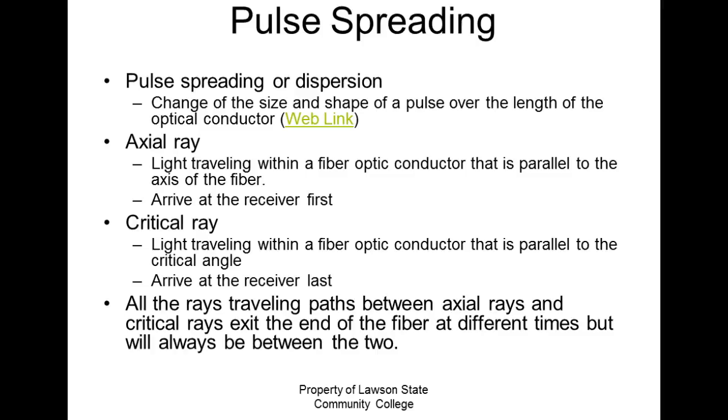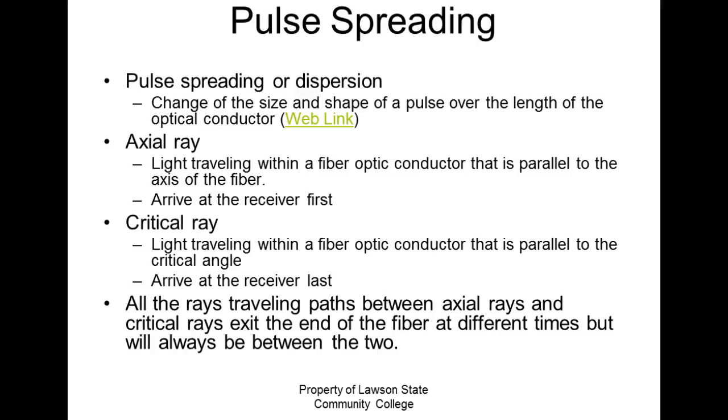Now, single mode controls the angles. So in single mode, all we have is actual rays. In multi-mode, we have critical rays, we have actual rays, and all the rays in between. Does that make sense? So the rays in between the actual rays and the critical rays don't have a name, but they're all in there. All light that travels between the actual rays and the critical rays exits the end of the fiber at different times, will always be between the two. That makes sense? Everybody okay?